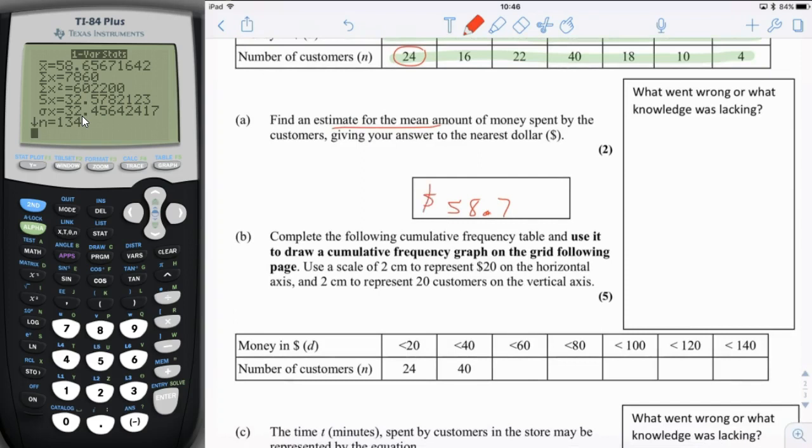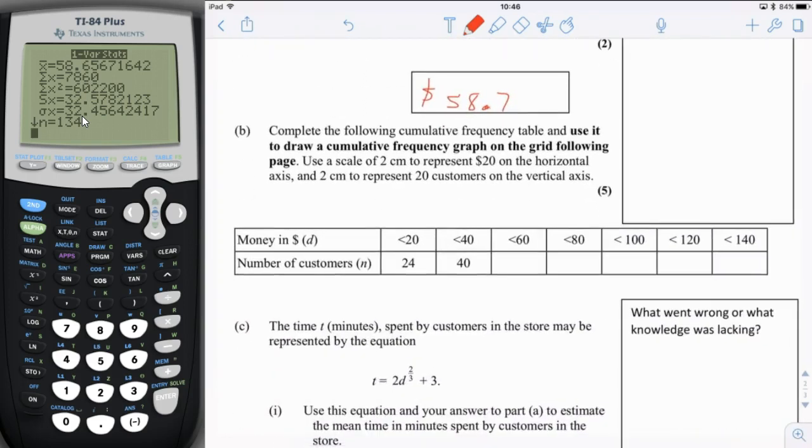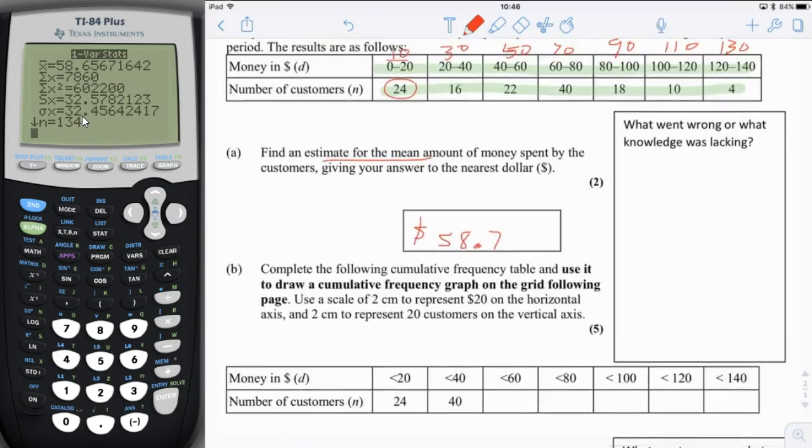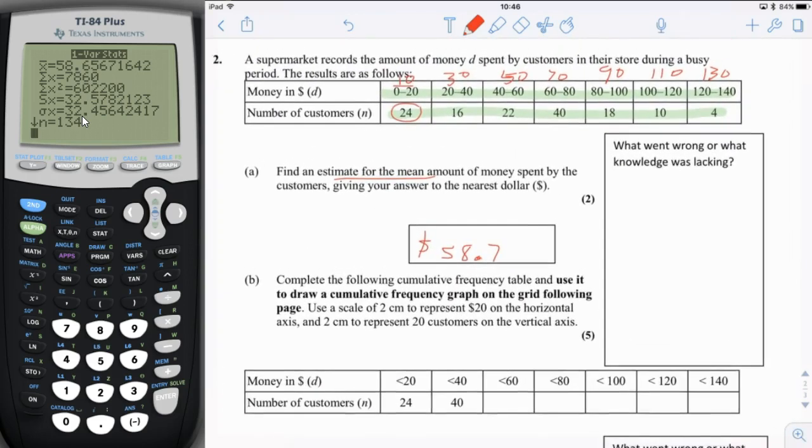Complete the following cumulative frequency table and use it to draw a cumulative frequency graph on the grid on the following page. Sorry about the English there. Use a scale of 2 centimeters to represent $20 on the horizontal axis and 2 centimeters to represent 20 customers on the vertical axis. Okay, now they're being really nice to you here because they're not actually expecting you to remember how to make a cumulative frequency table, although it's pretty easy to remember, right? Okay, but they give you a hint here.